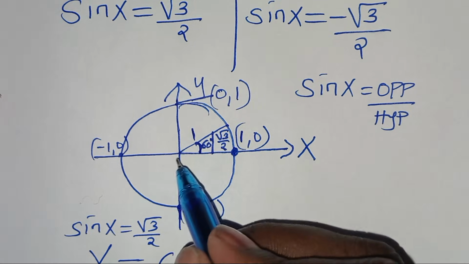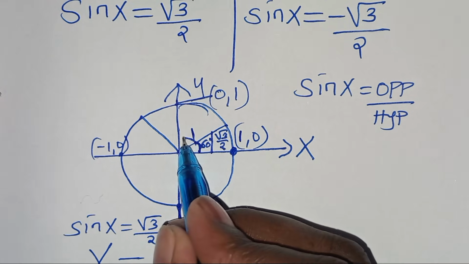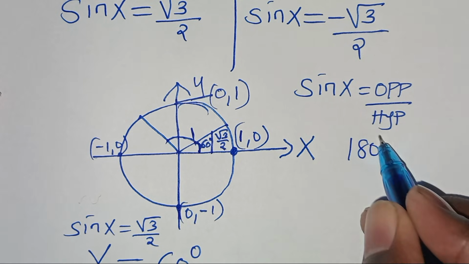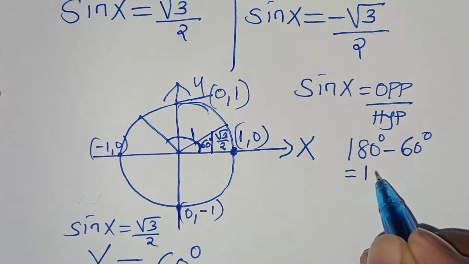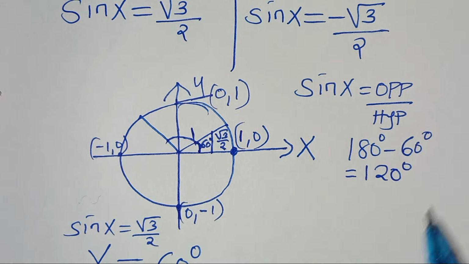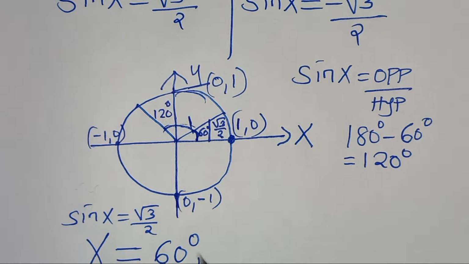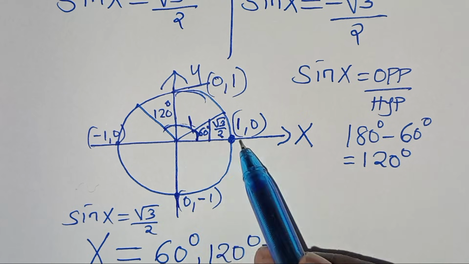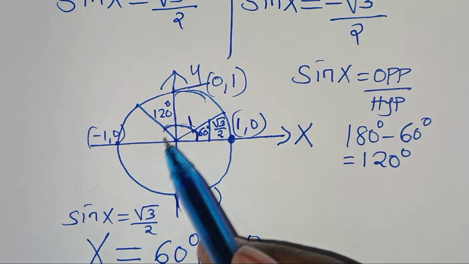That is 1. Also we have that in the second quadrant, we have an angle of 180 degrees minus 60 degrees, and this is equal to 120 degrees. So here we have 120 degrees. So these are the positive angles, above the plane here. These are positive angles of x.